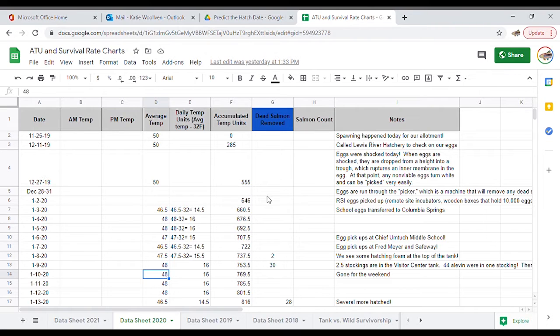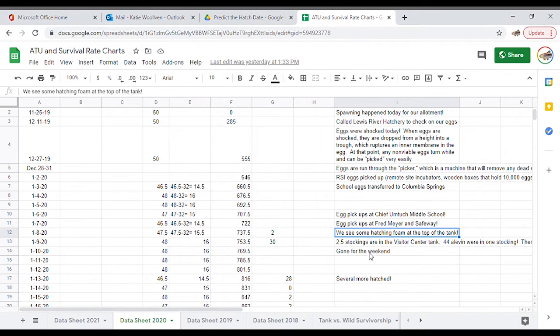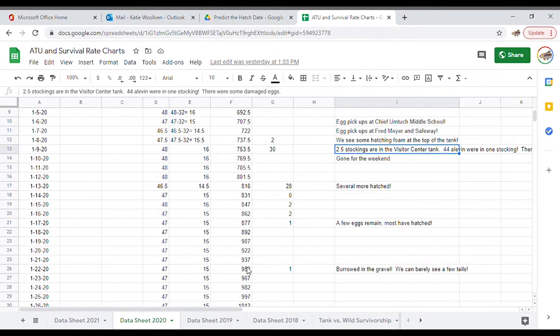I can look and see when the egg pickups were. Looks like I went to pick up the eggs on January 3rd, and then we saw some hatching foam, so we had some fish hatching January 8th, and then we've got 44 alevin in one of the stockings, so those were hatching definitely by 753 temperature units. We can also see that we still had a few eggs at 887, so you can go through and compare from years past and try to get an idea of what's going to happen this year.